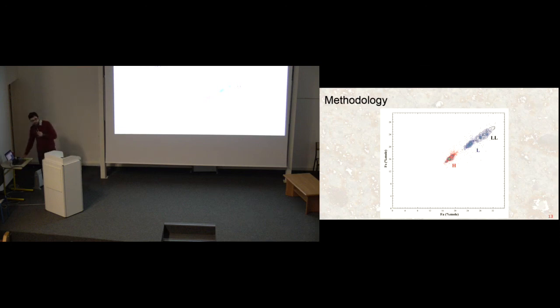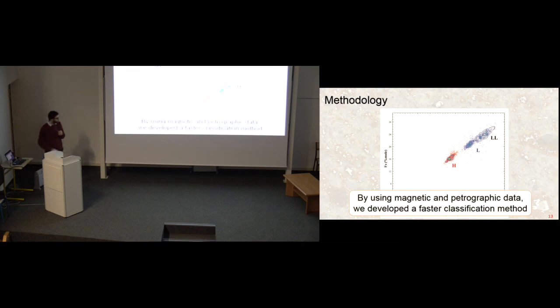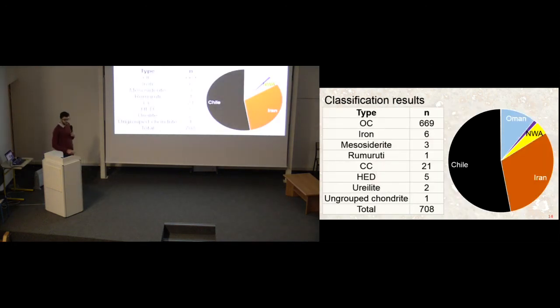Here we developed a classification method which was only based on microscopic studies, petrographic data, and also magnetic measurements. There was no need to do mineral chemistry analysis, because we learned that we can get very precise classification by this methodology. In other works which involve mineral chemistry, it takes a long time to classify a meteorite. Here, we reached this number: 708 meteorites were classified during this work, and as you see, the majority of them are ordinary chondrites.